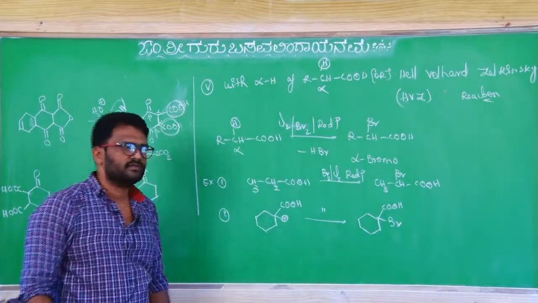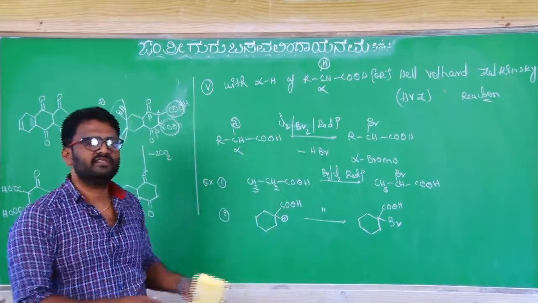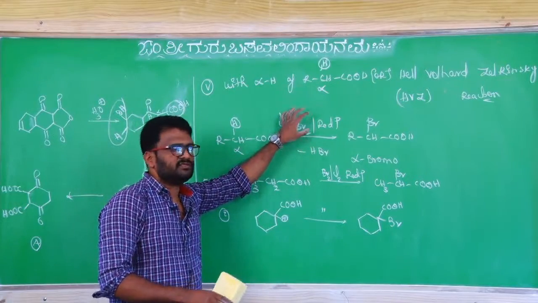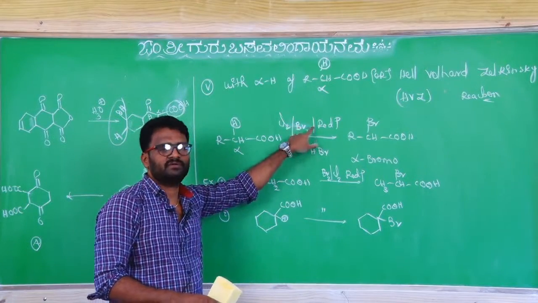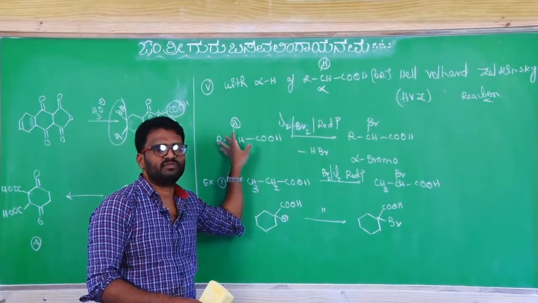Okay. So this is the HVZ reaction, nothing else, just memorize it. You need to remember this name, and with this name, this is the condition. Whenever there is halogenation in the presence of red phosphorus, there will definitely be a substitution at the alpha position.